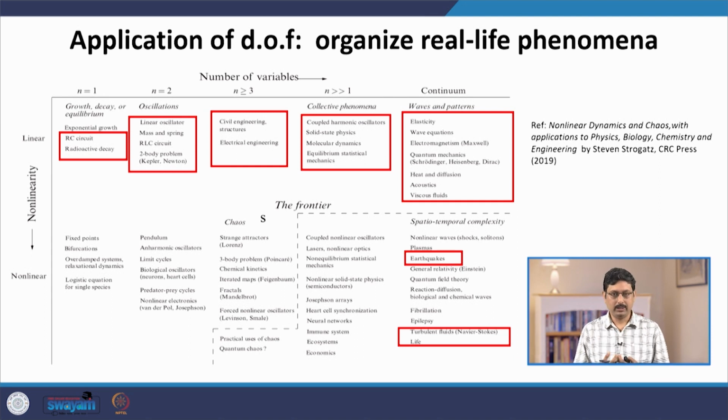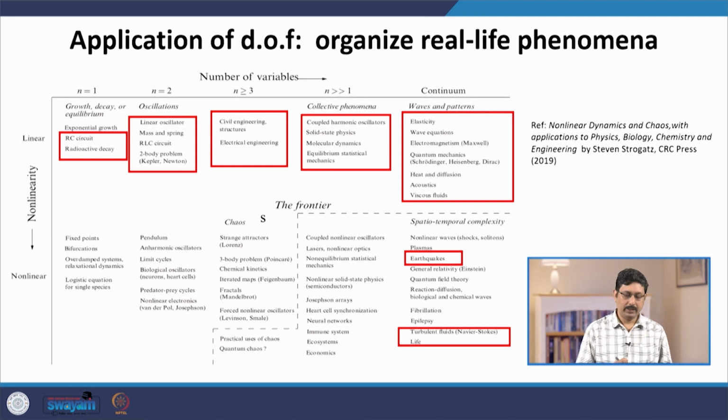So, what is a complex system? The way to understand a complex system is to count the number of degrees of freedom. That is, how many variables you need to specify one state of your system. The more variables you need, the more complex your system of study is.